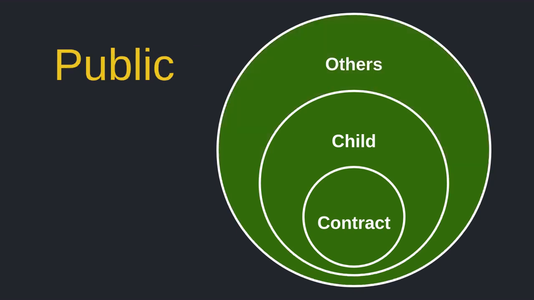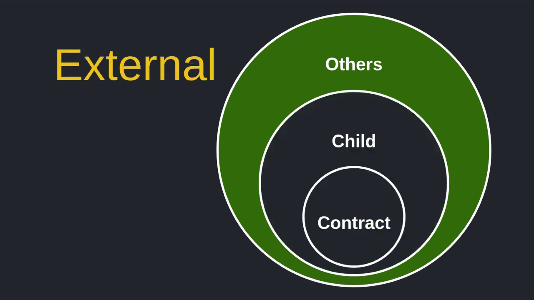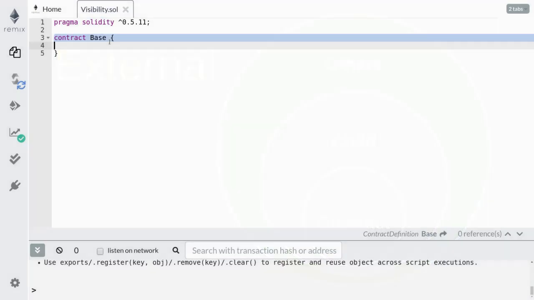A public state variable or a function is accessible by any contract and any account. And if a contract has an external function, then that function can only be called by other contracts and accounts. And an external state variable does not exist, since it doesn't make sense to have a state variable that stores data only be accessible by other contracts and accounts. That's enough talk for now. Let's see some code.